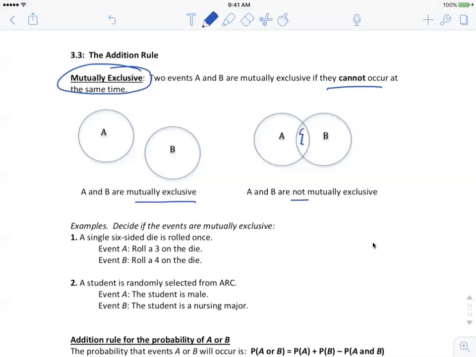Like in these examples, number one, a single six-sided die is rolled. Event A is that you roll a 3. Event B is that you roll a 4. You're only rolling it once. It's one die. It cannot possibly be both a 3 and a 4. These cannot happen at the same time. This would be called mutually exclusive.